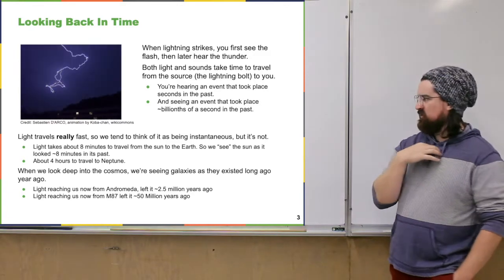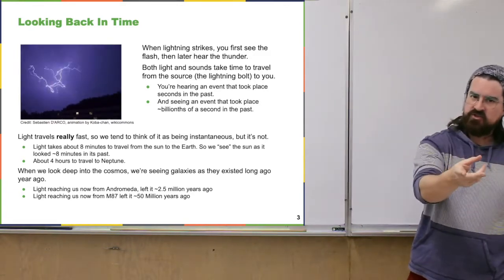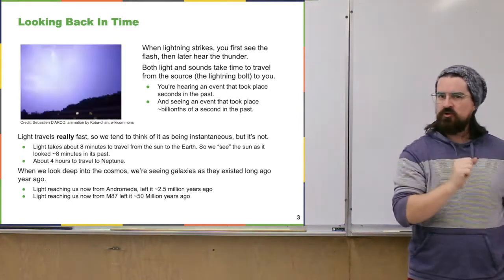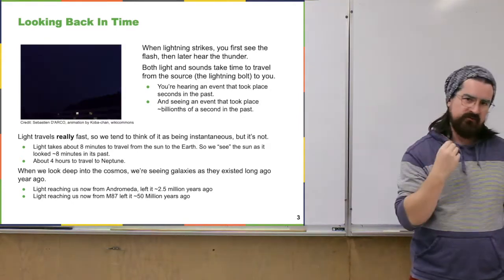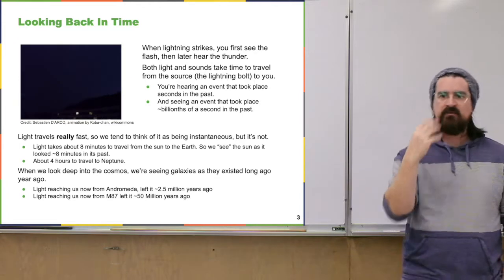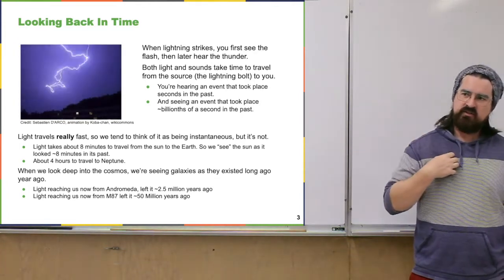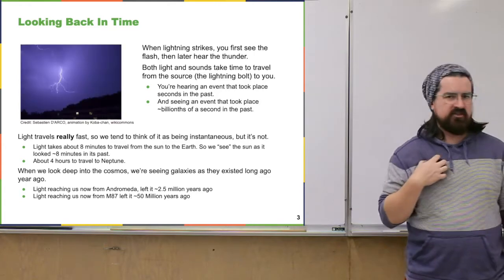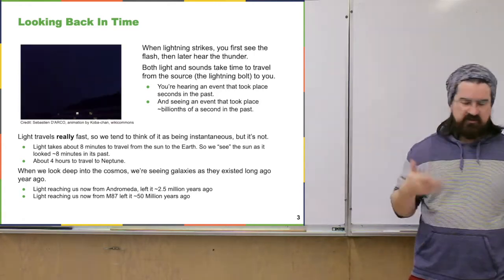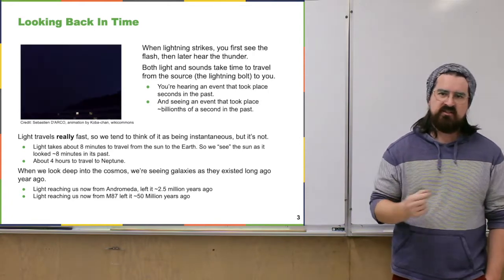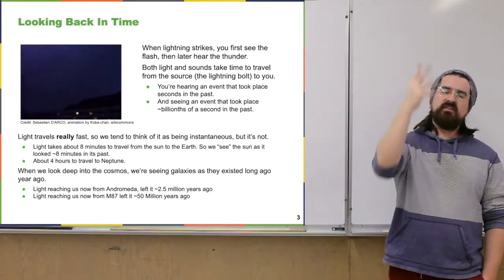So when you see the lightning strike, you're actually seeing an event that happened a short time ago. And then when you hear it a few seconds later, you're hearing an event that happened a few seconds ago. Because light travels so fast on our normal day-to-day timescales and interactions in the world, we tend to just think of it as being instantaneous, right? Like you flip the light switch on, you immediately see the light.